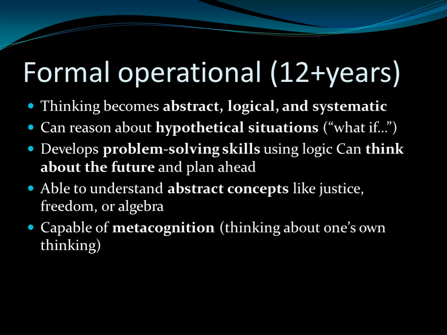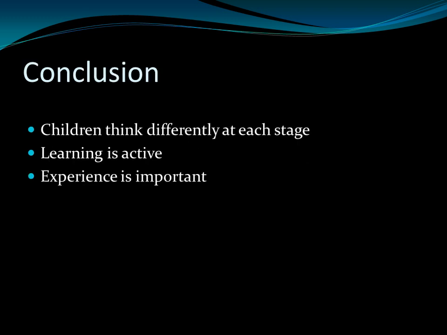But in our next lesson, we are going to talk about other cognitive theories and how those theories don't agree with Jean Piaget's theory. Let us now go to the conclusion part. In conclusion, we can see that children think differently at each stage. Learning is active and experience is very important. Piaget showed that children are active learners and their thinking changes as they grow up.